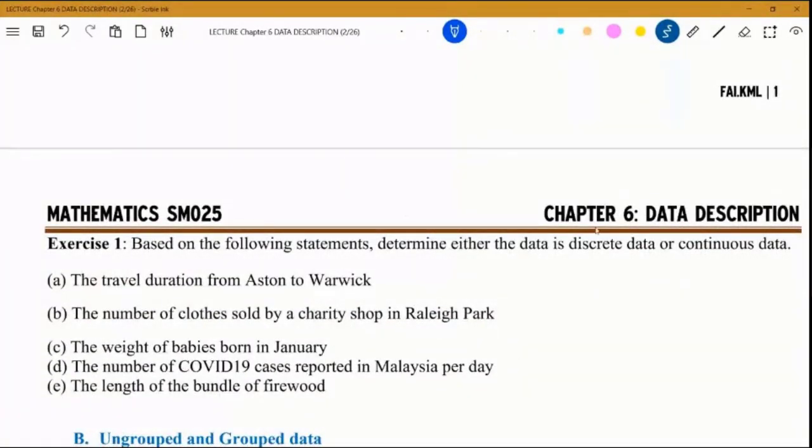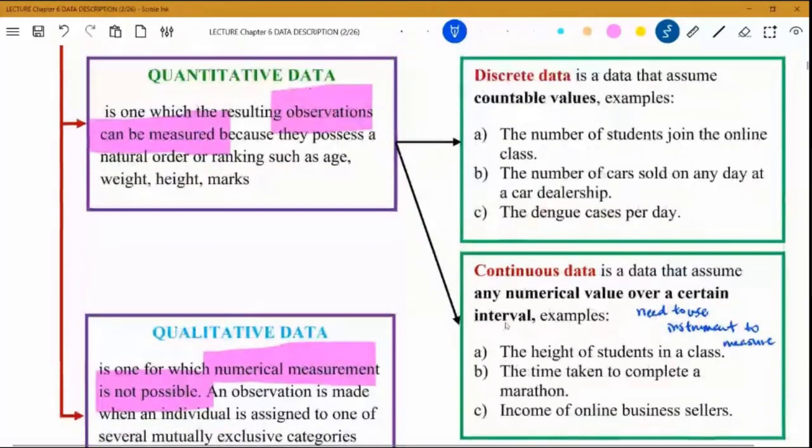So for the discrete, macam tadi saya cakap benda yang kita boleh kira terus. Let's say number of students, number of cars, and dengue cases. Okay, and then continuous, which is we have to use a ruler or any instrument or measurement. So we have height, time taken, and also income.